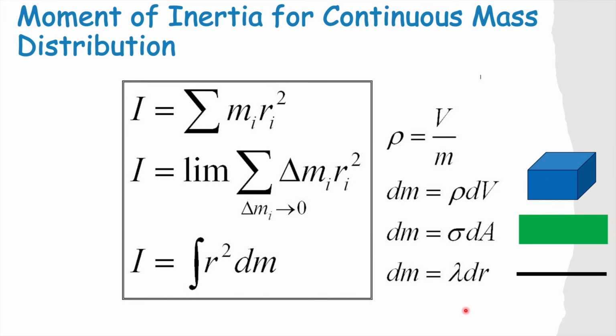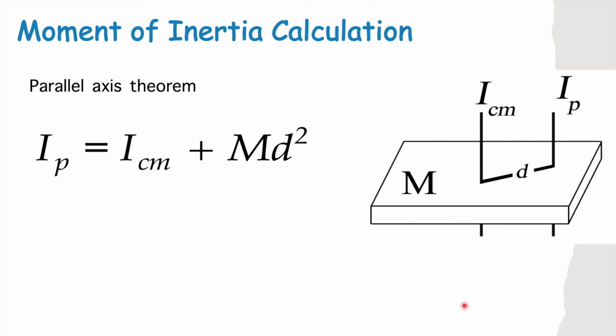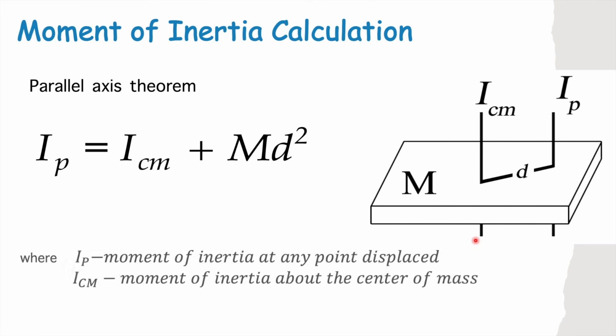And one way to calculate the moment of inertia is by using the parallel axis theorem. So here it gives a relationship between the moment of inertia about the center of mass and the moment of inertia at any point, okay, which is simply parallel to each other.